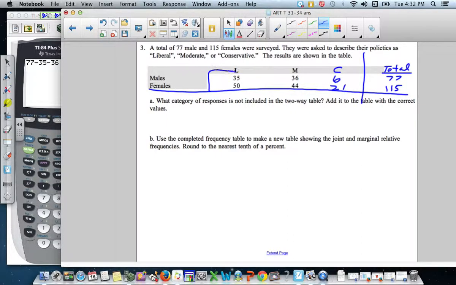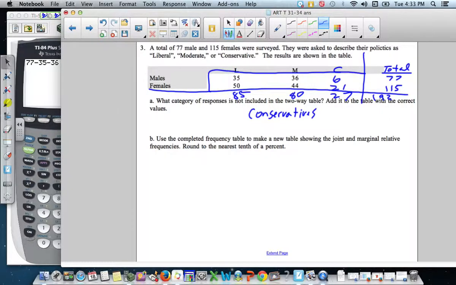Right here, these are called joint frequencies inside that rectangle. The row should add up to 77, the second row should add up to 115, and I can get a grand total here of 192. I can also put in the other marginal frequencies. 85 is a marginal frequency. That's the total number of liberals.